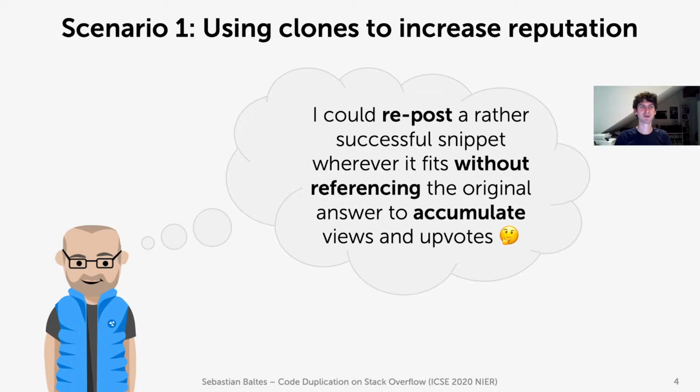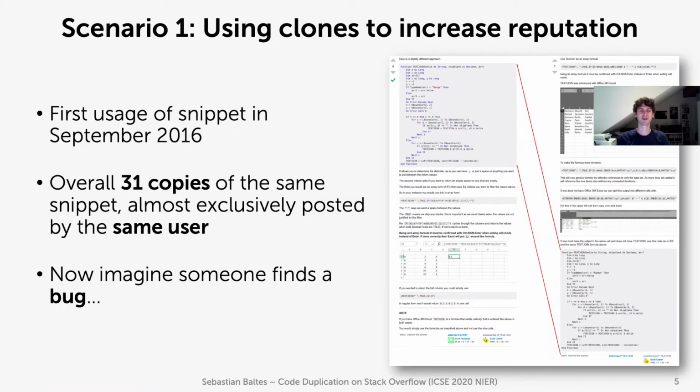I'd like to introduce two scenarios here. The first is that a user might use code clones to increase their reputation. So they have a somehow successful snippet that they use in a certain answer, and then they start copying and pasting that snippet to all threads where it might fit without referencing the original answer on Stack Overflow. And they would do this to accumulate views and upvotes and in the end reputation. And this is not just a hypothetical scenario, it actually happens on Stack Overflow.